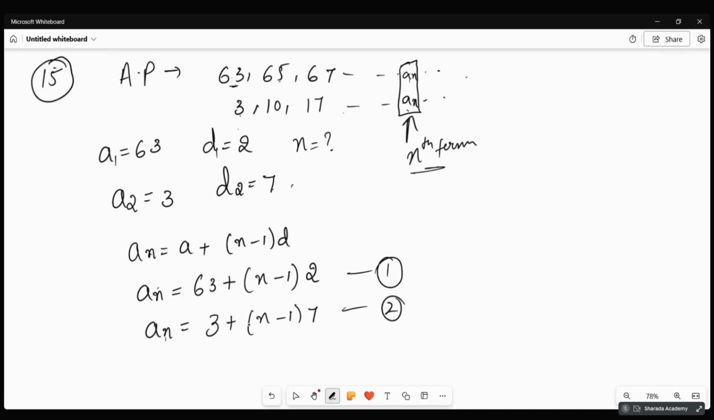These two should be equal, right? Because An is the same for both. That nth term you should find. So here, 63 plus n minus 1 into 2 should be equal to 3 plus n minus 1 into 7. Now calculate.